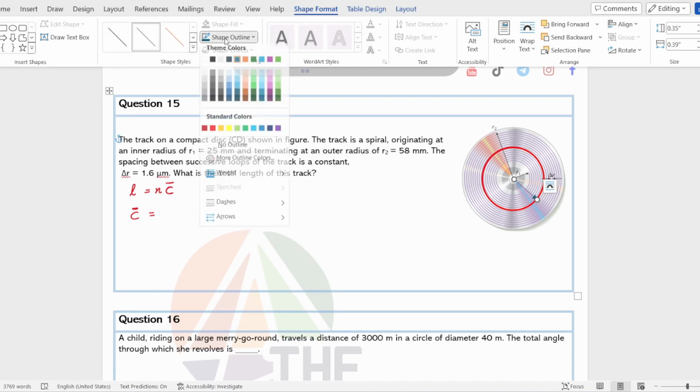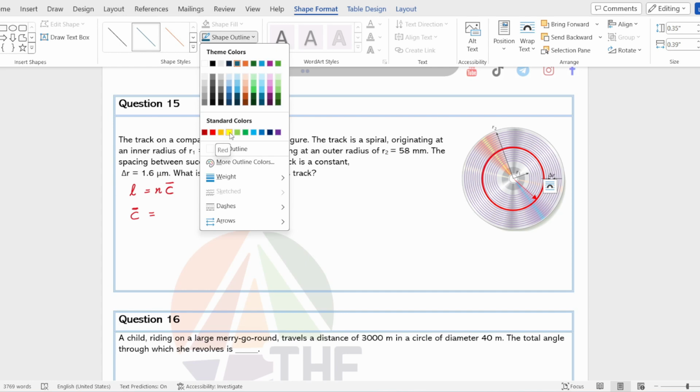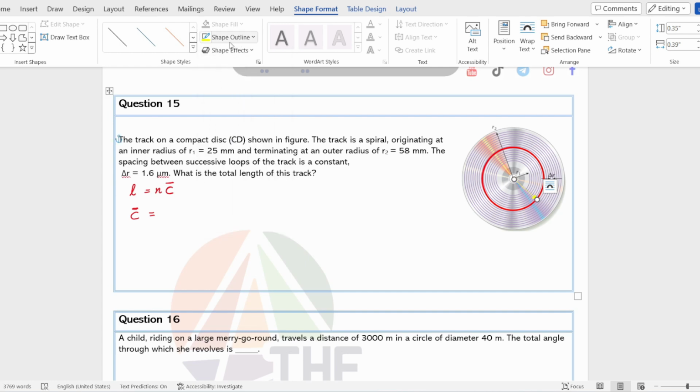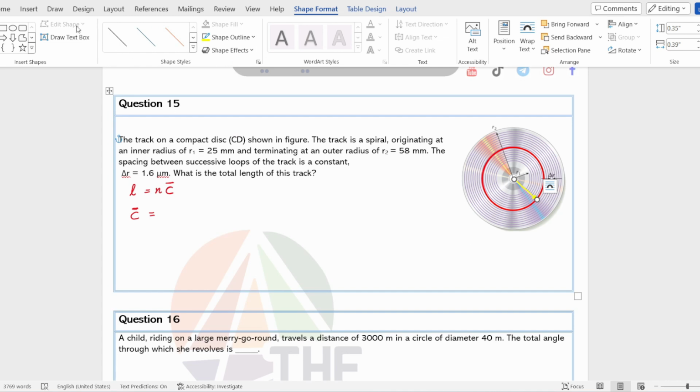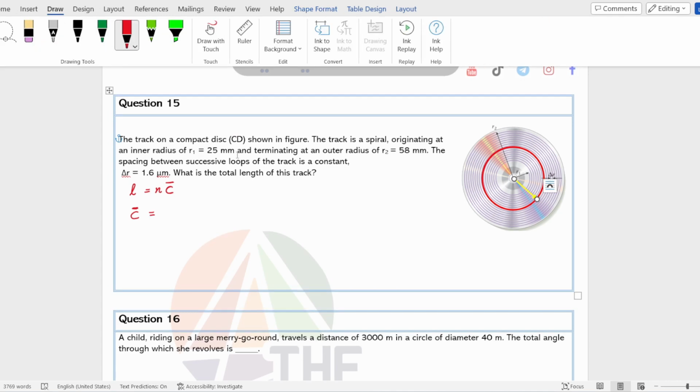طيب, let's use the yellow and make it thick just to make it visible. So basically this represents what? Okay. So this is R bar. Now C bar is equal to what? It's equal to 2 pi times R bar. How can we find R bar? We will see in a moment.